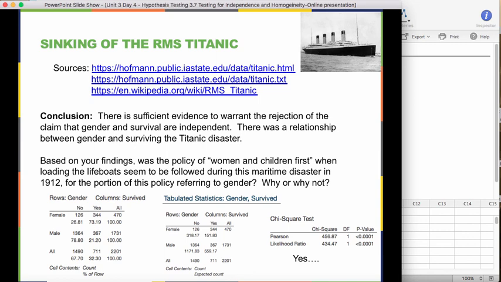Now, we can run more tests, and I encourage you to run those tests if you want to find out more regarding this disaster about adults and children, and also what class the person was in, whether they were in first class, second class, third class, or were crew members. It turns out that there are also some statistically significant discoveries to be found there as well.